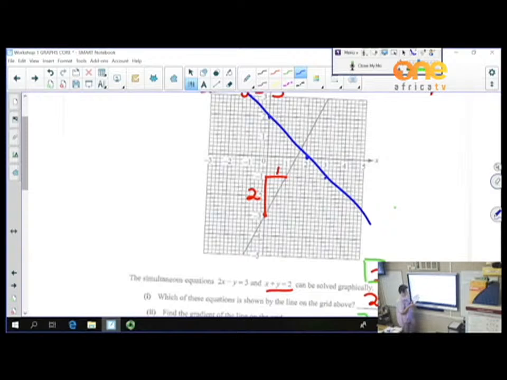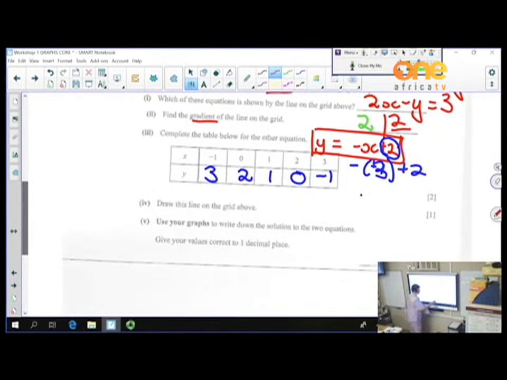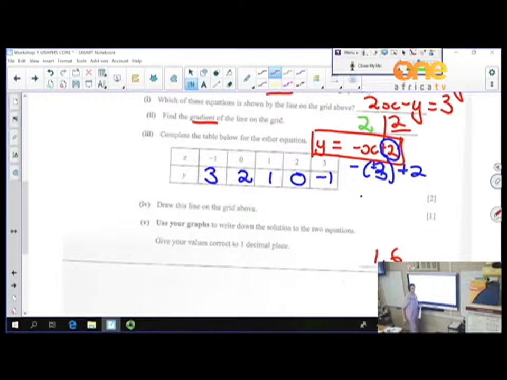And the last question says, use your graph. That means you need to read it off to find the solution of the two equations. And the solution is there where they intersect. So this is the point that we're looking at, where the two graphs intersect. That is my solution that I'm going to read off. And mine is 1.6. Again, you may have 1.5 or 1.7. It might differ a little bit. This one shouldn't be too difficult to get the correct one. So this is the straight line graph.